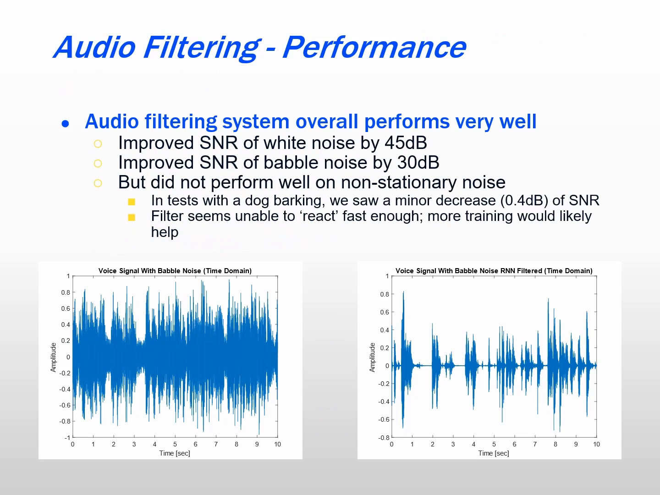So with everything running smoothly in our system, we found that it was quite capable of filtering white noise and babble noise. In our tests with audio samples with white noise in the background, we found that the signal-to-noise ratio was improved by 45 decibels. And in samples with babble noise in the background, the signal-to-noise ratio was improved by 30 decibels.